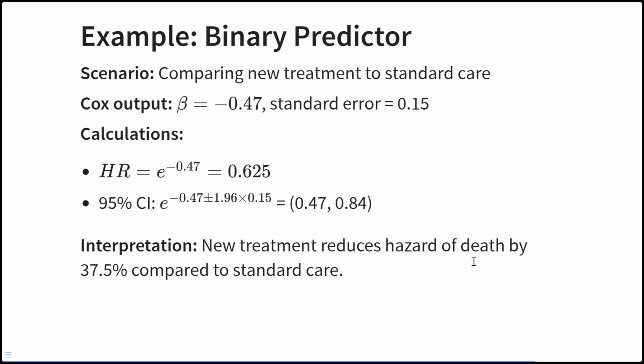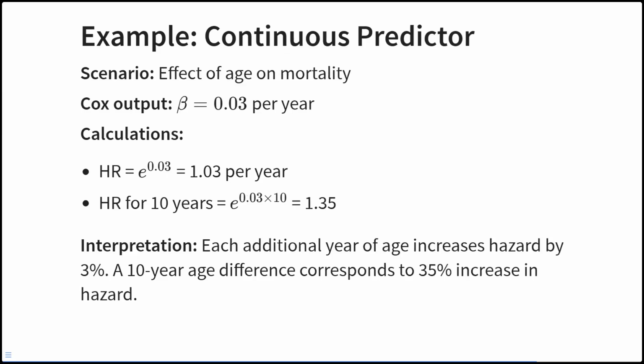And you can see here the hazard ratio is 0.625. So 1 minus 0.625, that is 0.375. And 0.375 means what? The hazard of death from the new treatment is 37.5% lower compared to the standard care. So this is an explanation of how you can also interpret the hazard ratio in terms of percentage.